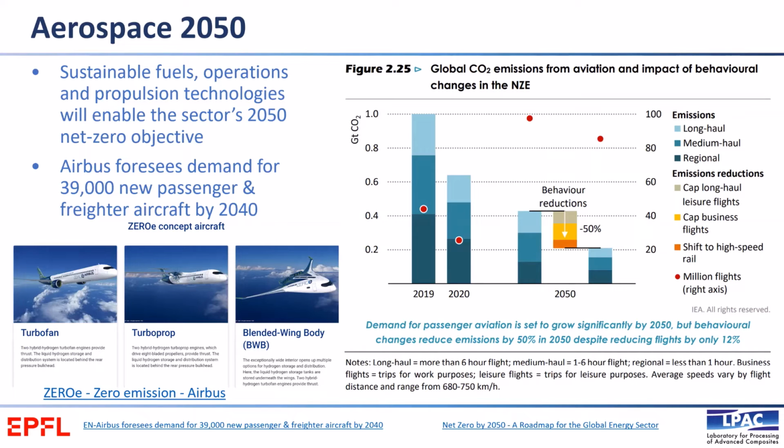You can see the 1 million flights per year. It dropped in COVID. By 2050, the number of flights will go up, but the emissions will drop by looking at these alternative fuels and propulsion systems, but also by behavioral reductions, and how often we fly will need to change as well. But a role there for composites in the structure and in hydrogen storage, okay?